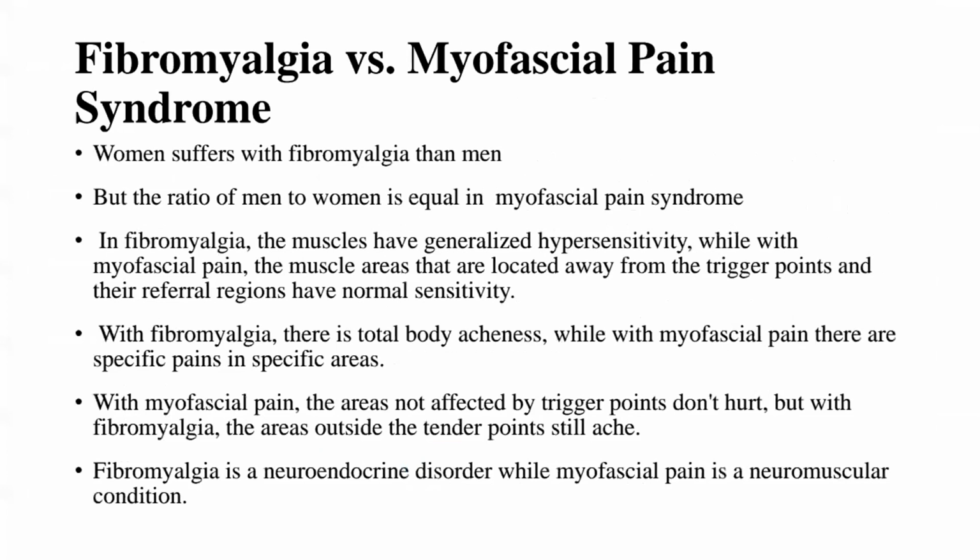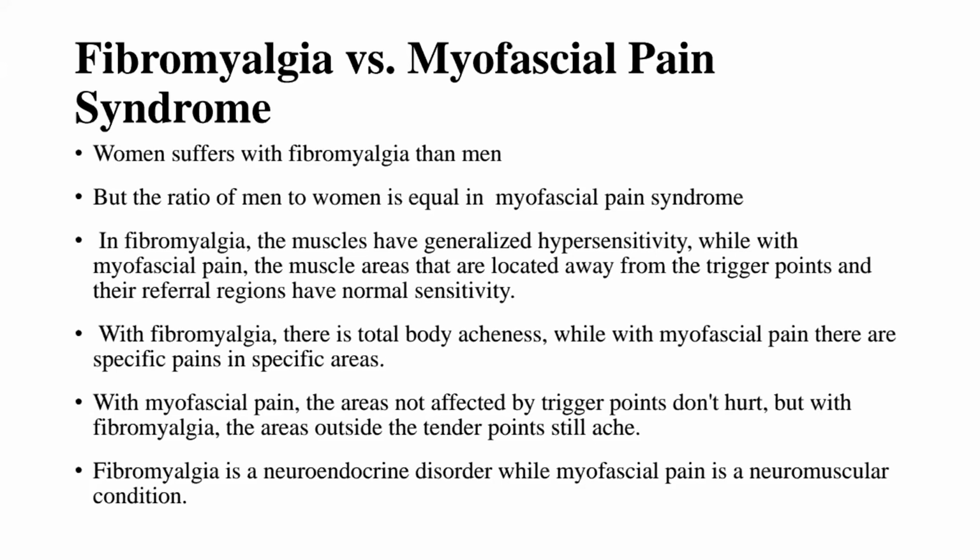So what are fibromyalgia and myofascial pain syndrome? Commonly women suffer with fibromyalgia more than men, because women's anxiety role is greater than men's. But the ratio of men and women is equal in myofascial pain syndrome. In myofascial pain syndrome, you can see the taut bands. The mechanism is peripheral, and in fibromyalgia the mechanism is not there; it is central.